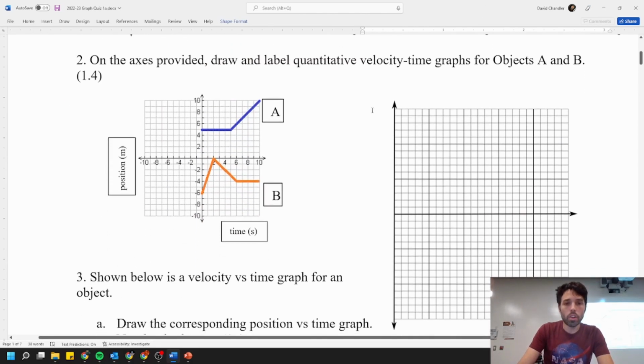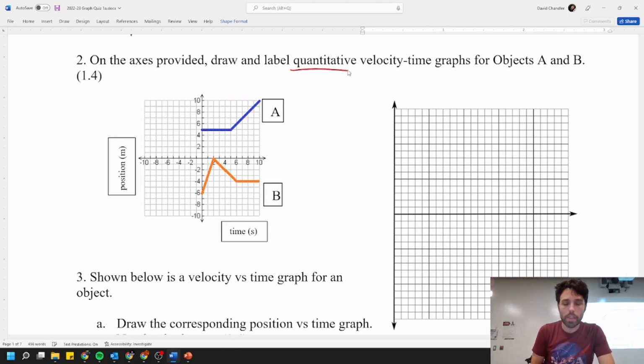On the axis provided, draw and label quantitative velocity time graphs for objects A and B. Well, I'm not going to draw the graphs fully. When it says quantitative graph, that means you're supposed to label it and have a precise scale and everything. I'm not going to do that right now because it would take too long, but I'll show you what the shape of the graph should look like.